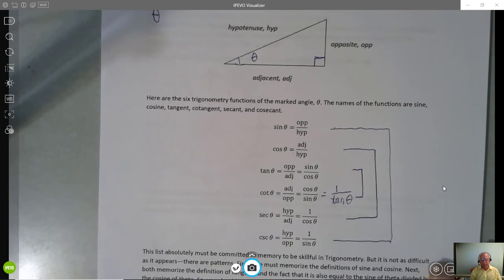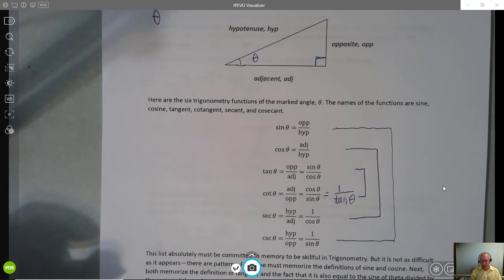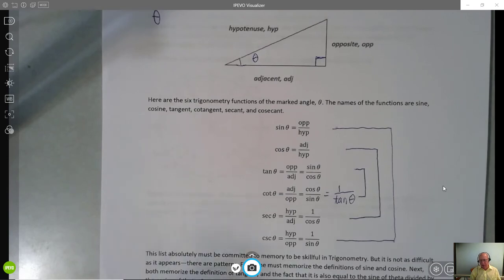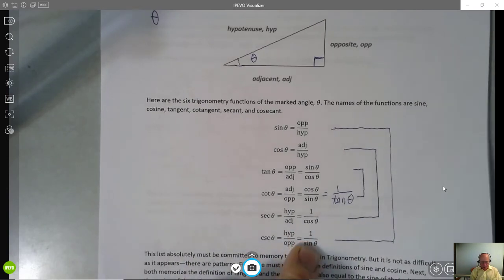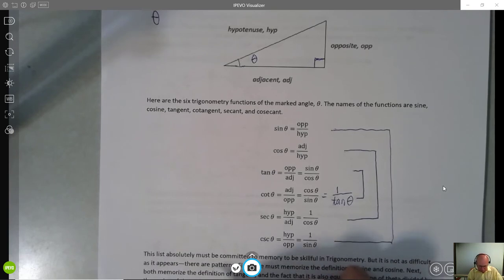Now, it's all well and good to have this in the abstract, but what does this actually mean? So I'm going to flip this page over, draw a triangle, and I'm going to compute all 6 trig functions, and you'll see how it works.